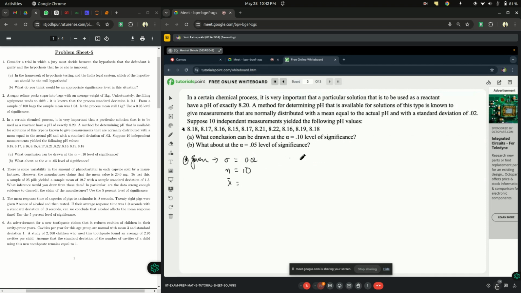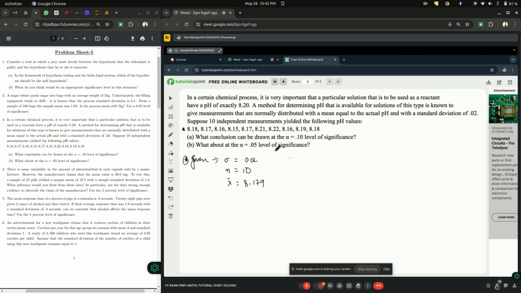I can find the sample mean, right? Yeah. And the sample mean will be, I'm directly writing because I know it and I know that you will also be able to find it fairly easily. It will be 8.179. Got it? Yeah. Alpha is given. Okay, alpha we will deal with later on because two alphas are given.